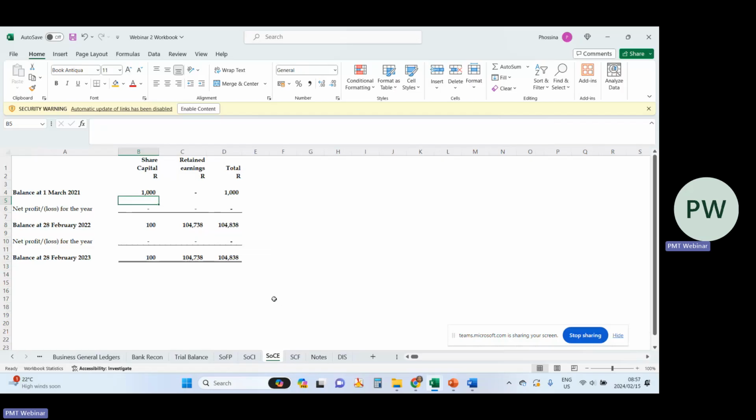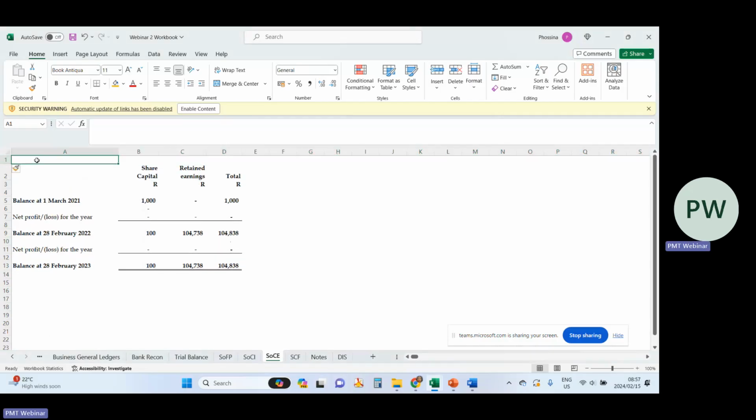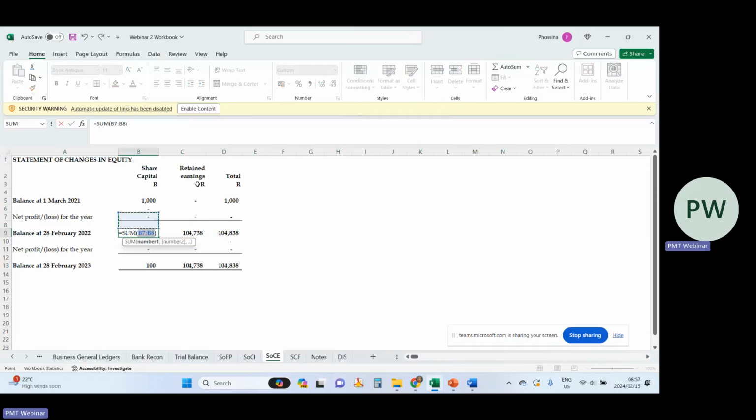So we were on the statement of changes in equity. Let me write it here for you. So it's called statement of changes in equity, like that. Okay, so then this is our equity. I'm going to put in formulas so that it can pick up. So share capital will move from one year to the other. And then the closing year depends on the profit that we had opening and the profit that we had in this year.